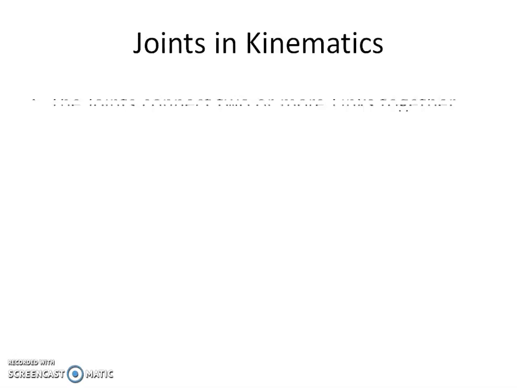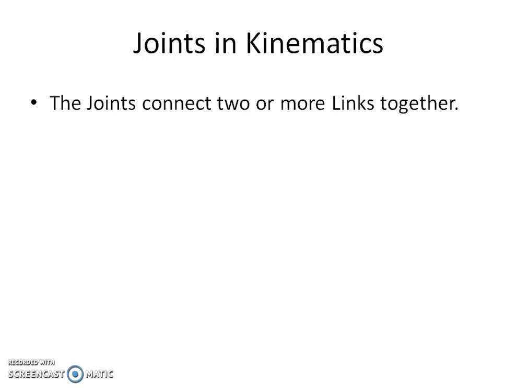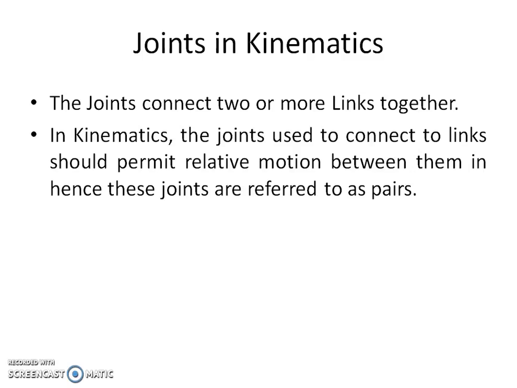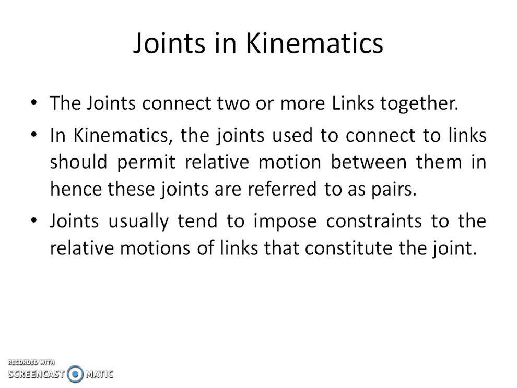Joints in kinematics. Joints are used to connect two or more links together so that a kinematic chain is obtained, and by fixing one link of a kinematic chain, a mechanism can be obtained. In kinematics, the joint used to connect links should permit relative motion between them, and hence these joints are referred to as pairs. Joints usually tend to impose constraints on the relative motion of the links that constitute the joint.